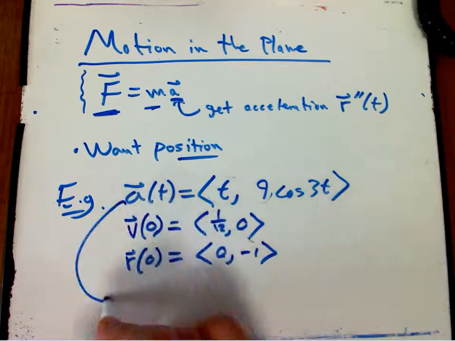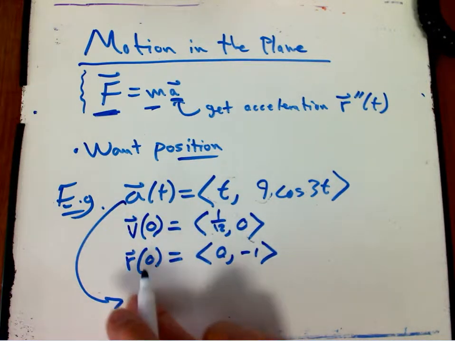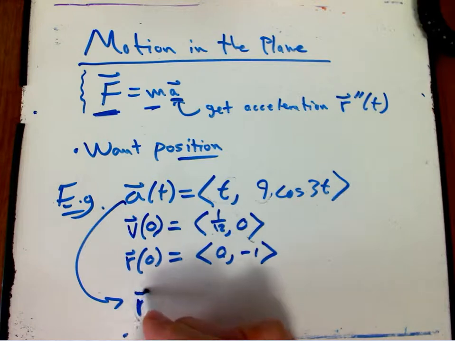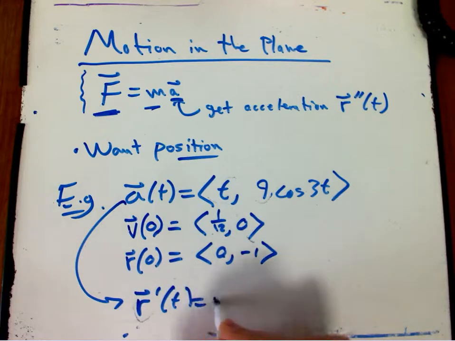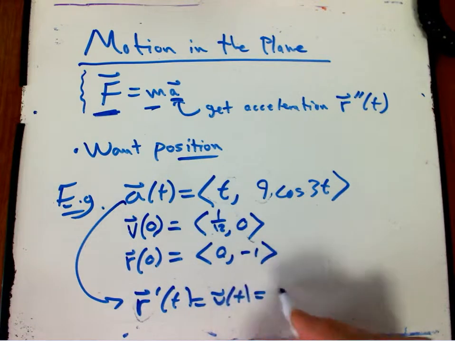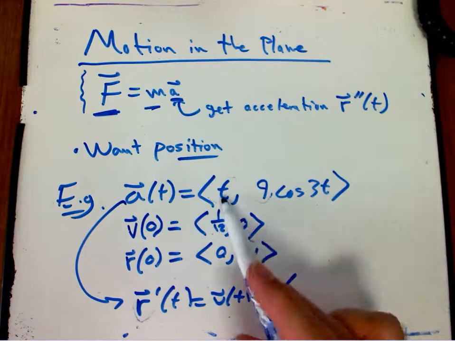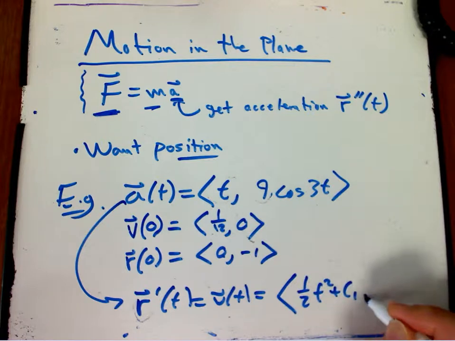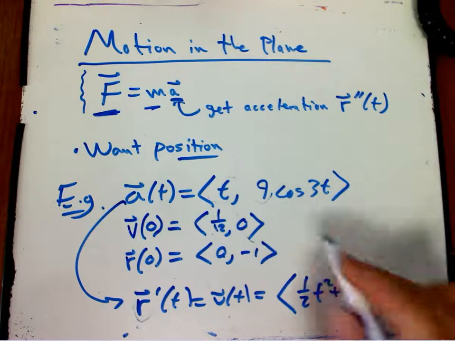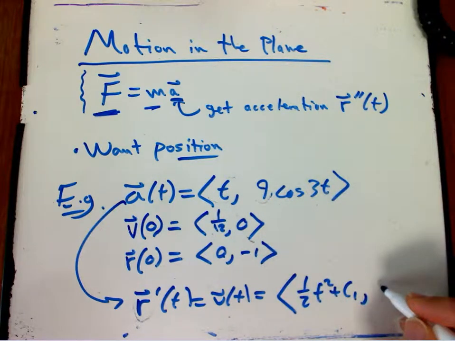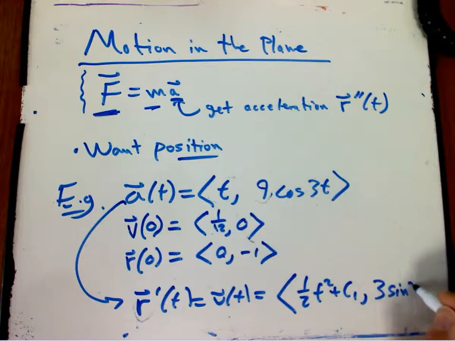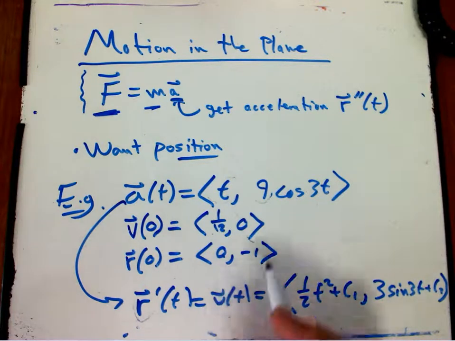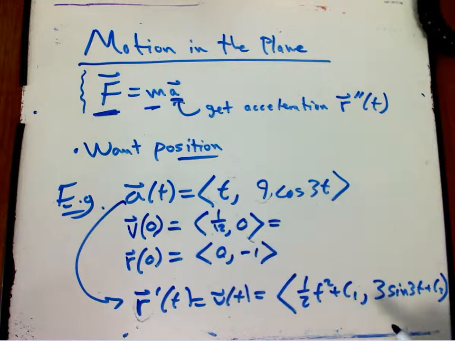So this is pretty easy. That's r double prime. So r prime of t, or v of t. I picked functions that are easy to integrate, so that's 1/2 t squared plus, let's say c1, comma, 9 cosine 3t, the integral of that is 3 sine 3t plus c2. And then I have to figure out the c1 and c2. Well, I just plug in, we'll just put it in here since I have room there.